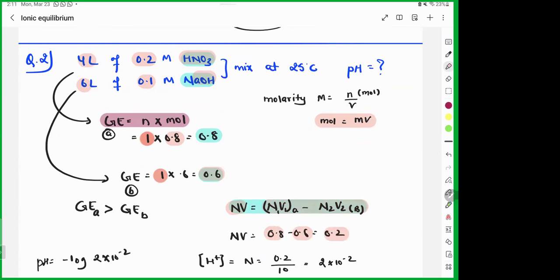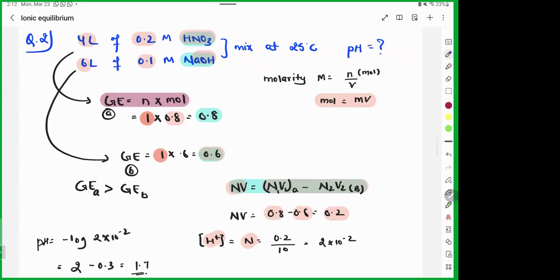Any doubt, guys? Because acid is more, overall normality will be explained by H positive. If base is more, then normality will be explained by OH negative. Any doubt? And why did we write 10 in the denominator? Because the total volume of the combined solution is 10 liter. That's why 10. Mridul, any doubt?